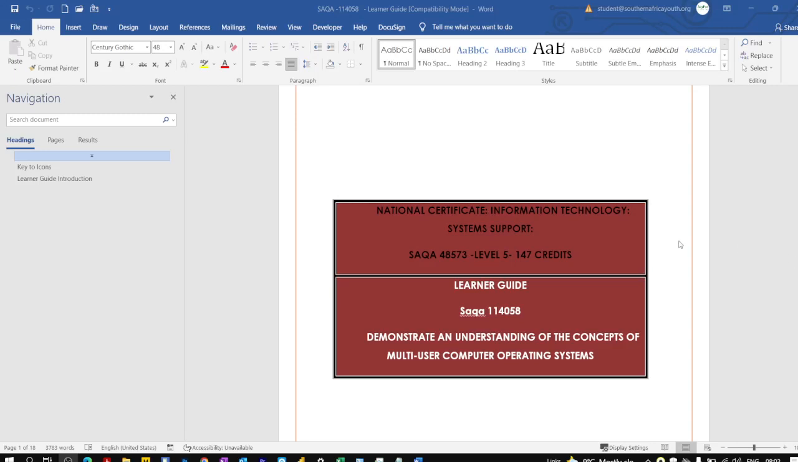In this lesson, we'll be looking at the unit standard code 114058. It's a very short unit standard, and its topic will be demonstrate an understanding of the concept of multi-user computer operating systems. All right. So I did introduce to you what operating systems are and the difference between a multi-user and a single-user operating system in the last lesson.